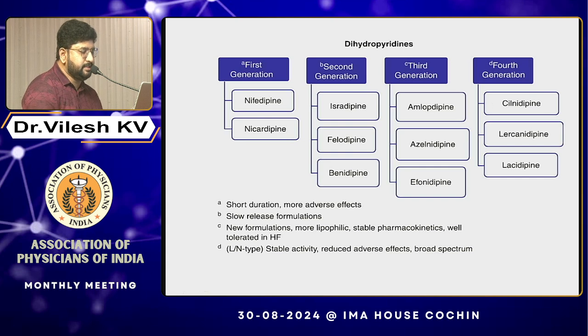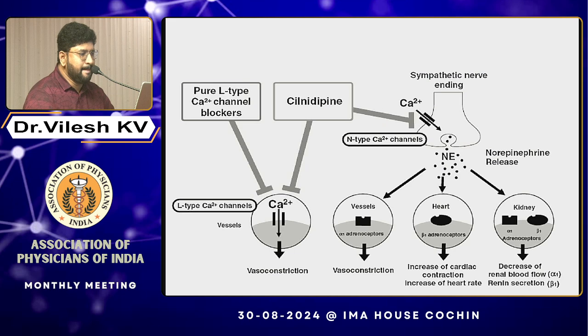And the fourth generation, where you have L and N type calcium channel blockers, which have more stability, reduced adverse effects, and a broader spectrum of action, in which we have cilnidipine, lercanidipine, and lacidipine. Many of these drugs, which are new in the pipeline, are not US FDA approved. They are more Japanese molecules, and probably the lack of randomized controlled trials is the one reason pointed out for their not being approved by the US FDA.